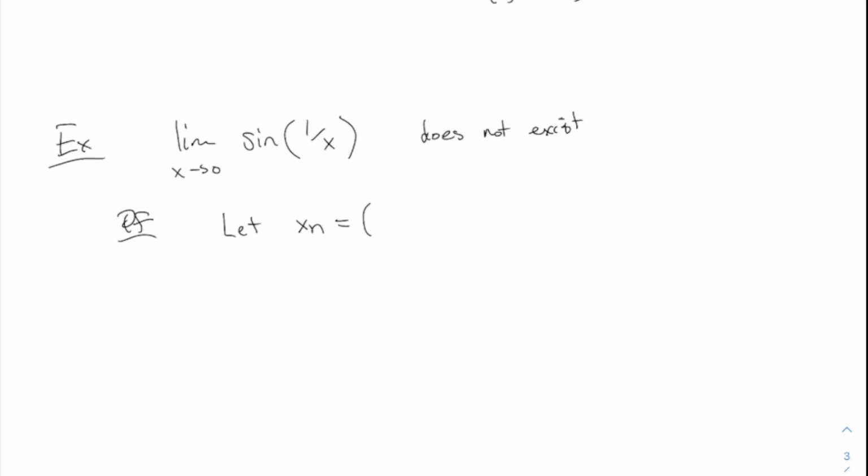Anyone have an idea? What's your favorite sequence that approaches 0? You all know the answer is 1 over n. Actually, 1 over n is not a great example to use here, because let's just see what happens if I use 1 over n. Then I'm going to kind of scribble this out, so you might not want to write it down. Then I plug that into the function, so I go sine of x_n. This would be sine of 1 over n, right? I'm plugging in 1 over n where x is. Of course, that is sine of n.